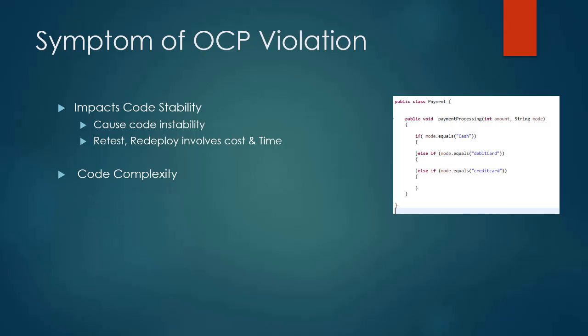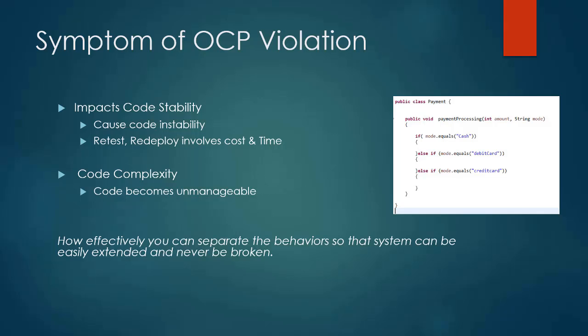The second pitfall of ignoring the OCP principle is that when you add more and more conditions to the existing logic, over a period of time, you add more complexity to the code and the code becomes unmanageable. For example, as you add more and more if and else statements to this code, it makes the method bulky and unmanageable over a period of time. It's no longer modular and manageable. So those were some of the symptoms of not using the open-close principle. Essentially, it boils down to how effectively you can separate the behaviors so that the system can be easily extended and never be broken. So how to effectively apply the open-close principle? We will see that in the next lecture.